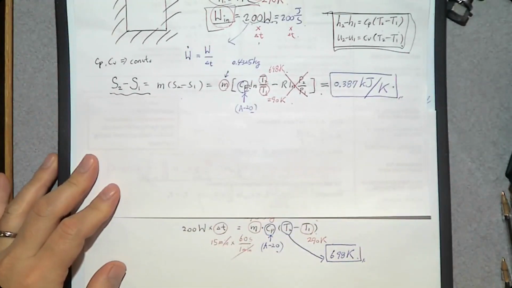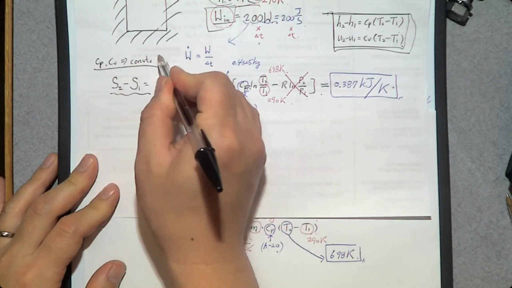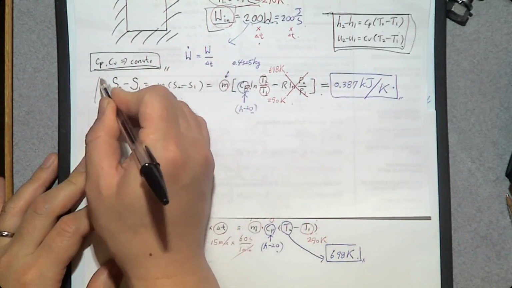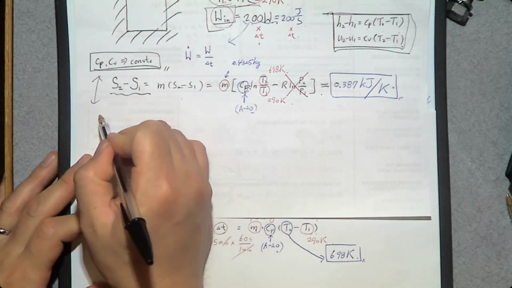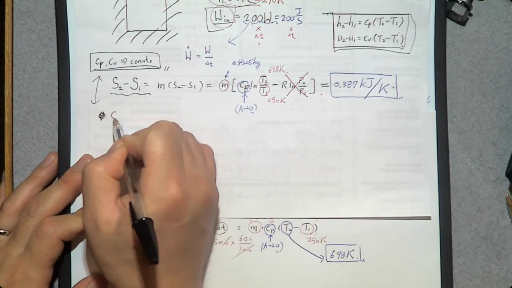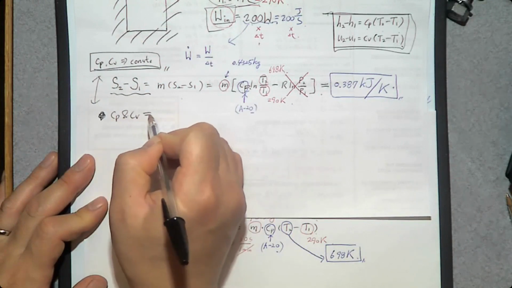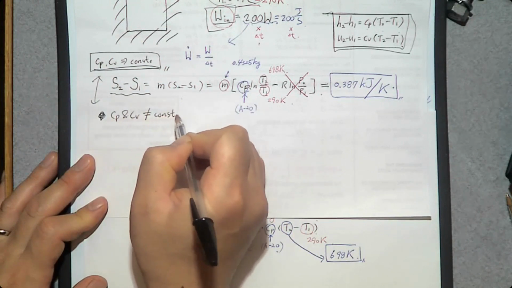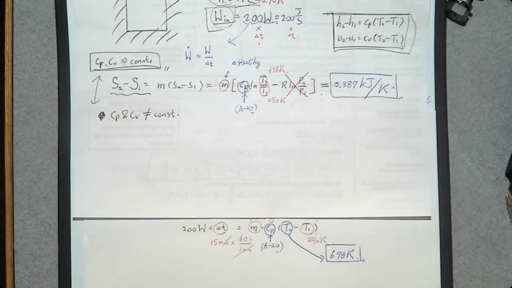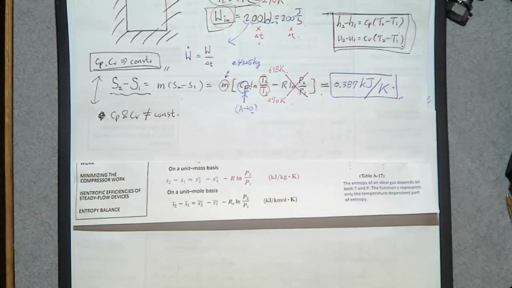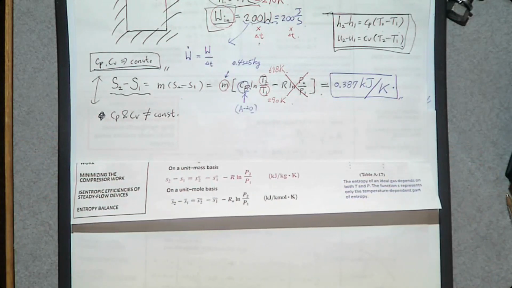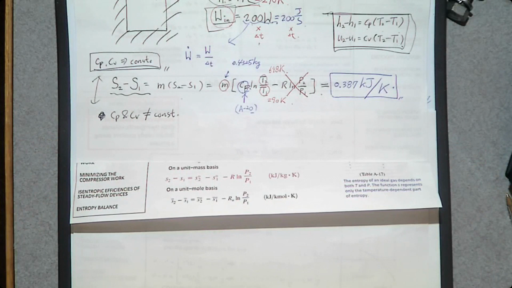Then let's go to the second part of the problem. The first part is when we assume constant specific heat. The other one is when we assume variable specific heat, so Cp and Cv are not constant. Then the energy balance equation is this one here. So if we cannot assume constant specific heats, this is the equation.